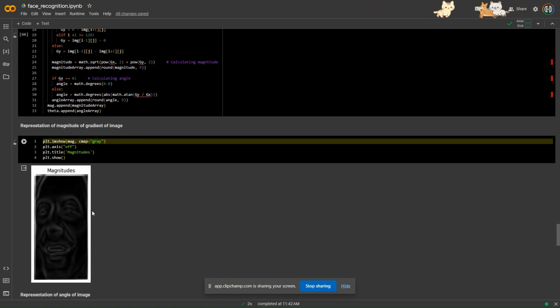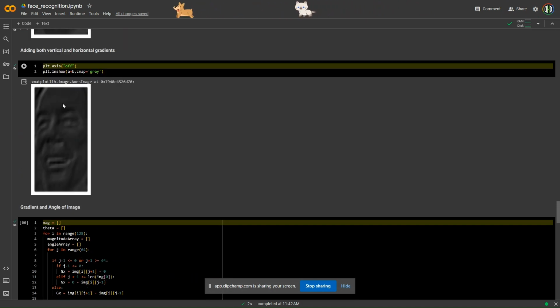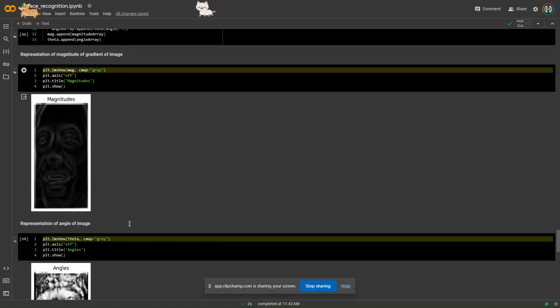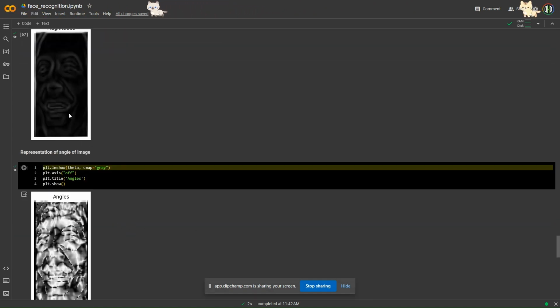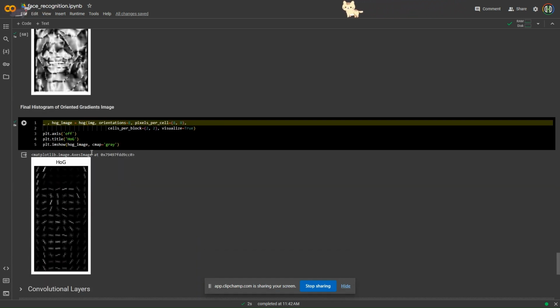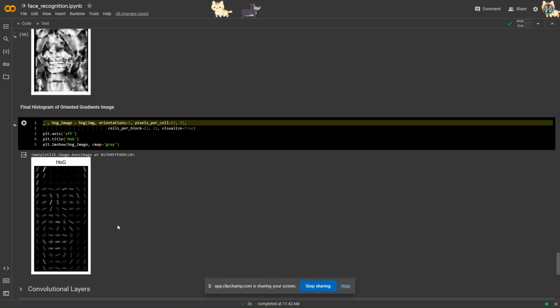Now here is the magnitude of each pixel of the image. You can see the difference: these parts which were quite significant in the simple addition are not significant here and have just turned black. In the angle section, you can see the sharp lines have very different angles. Now for the final histogram of oriented gradients image, these are the different gradients with the angles plotted together.